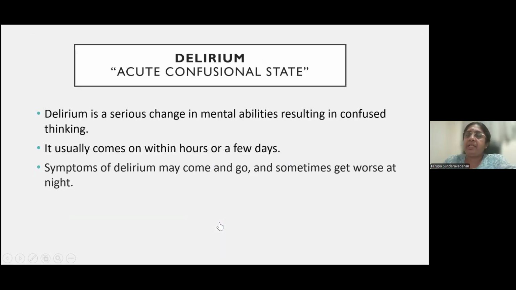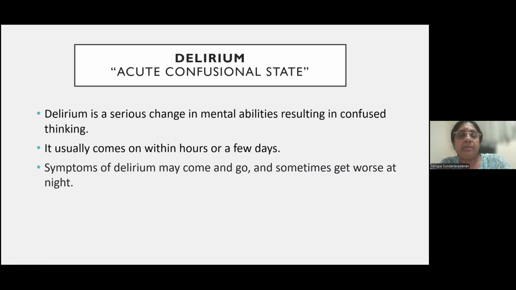So let's come now to delirium. What is delirium? To put it very simply, delirium is confusion. If somebody is confused, we say that they are delirious. Looking at the definition, delirium is a serious change in mental abilities resulting in confused or disordered thinking. It usually comes on within hours or days. That's the important thing. It comes quickly.